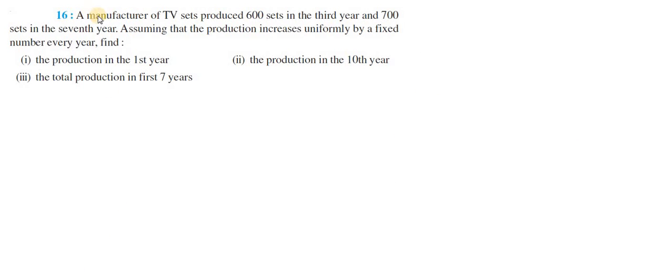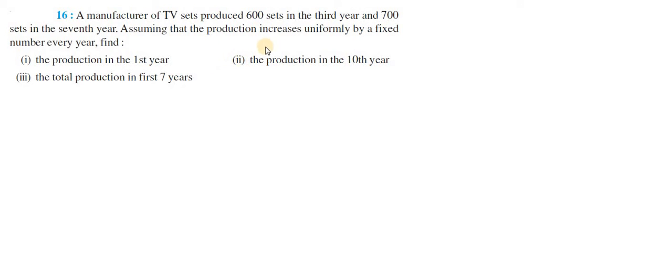I assigned you this as homework in the last class. I hope all of you did this. So just check it once and verify whether what you did is right or wrong. Okay. So a manufacturer of TV sets produces 600 sets in the third year and 700 sets in the seventh year.